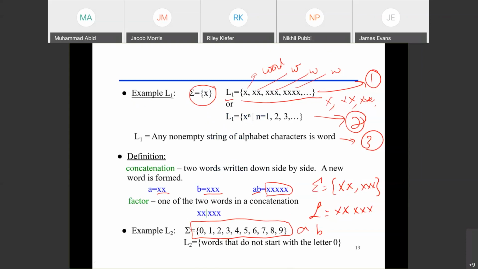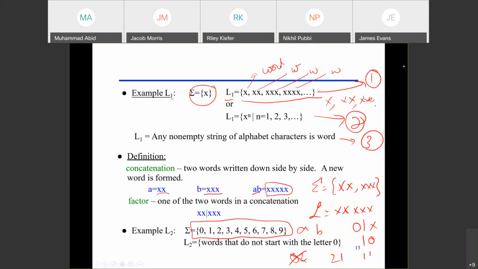And the language, I'm saying words that do not start with the letter zero. So it means I will never see a word which starts with the letter zero. So 01 is not a member of this language. 10 is a member of this language. 11 is a member of this language. 21 is a member of this language. 02 is not a member of this language. It will not have any word which starts with zero. Okay, so it explains these things: words that do not start with the letter zero.